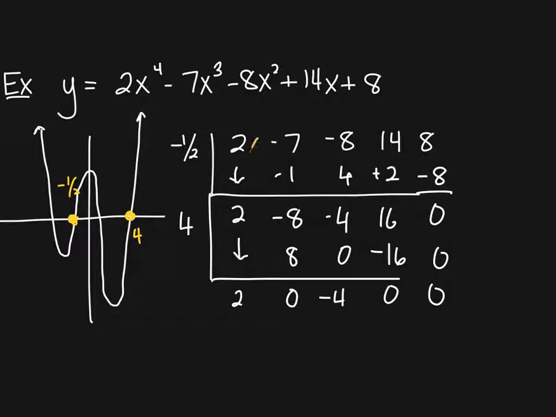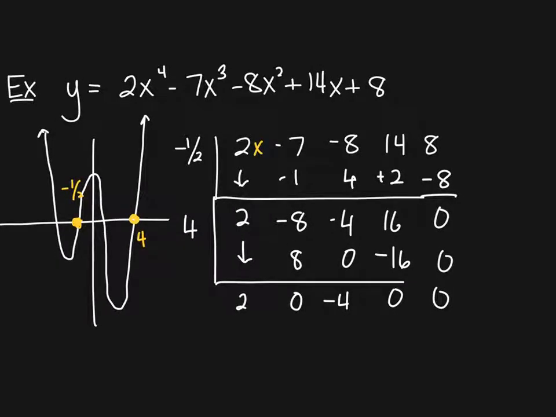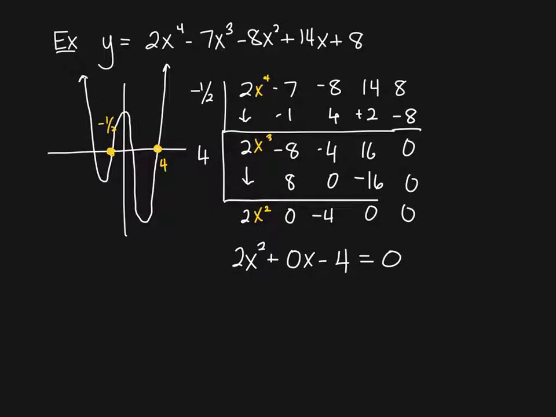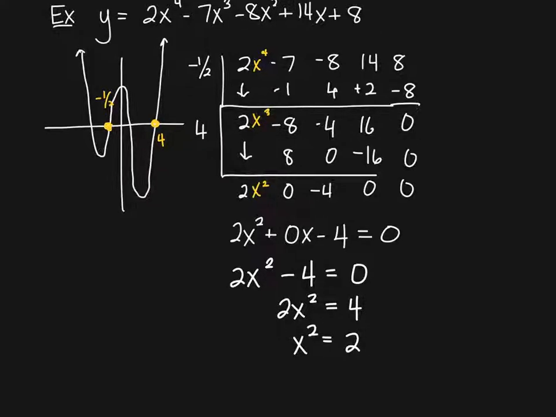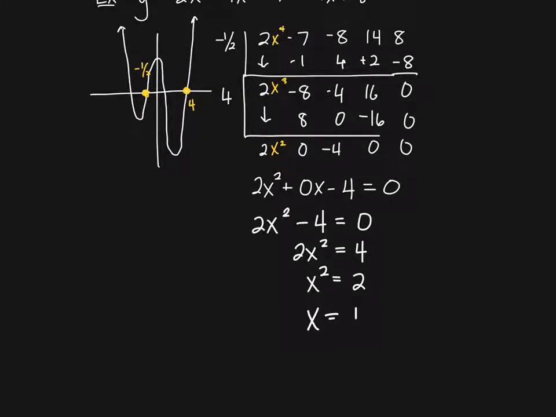So at this point, we want to reattach the variables. We were starting with x to the 4th. That brings it down to x cubed. So now we're at x squared. What we've gotten ourselves to is 2x squared plus 0x minus 4 equals 0. We can use the quadratic formula to solve this. We also realize that we don't have to use the quadratic formula when the middle term is 0. We can just add 4 to both sides and then divide by 2 and then apply the square root. But we have to remember always that you have a plus or minus square root of 2.